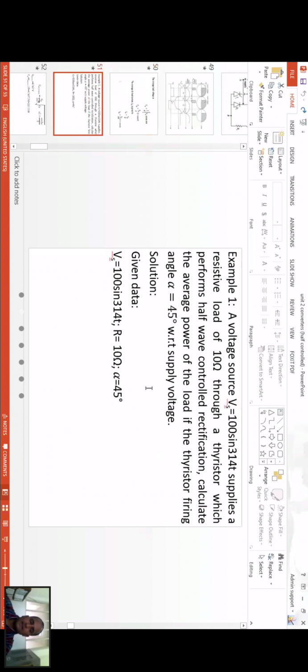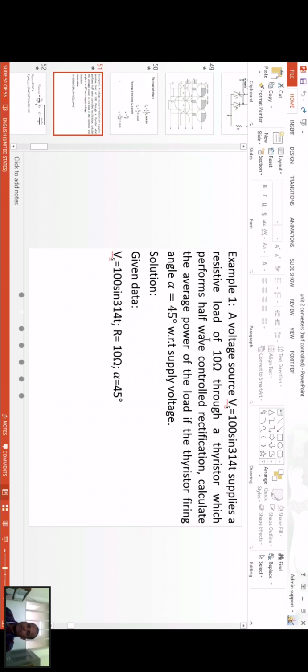Now, can we solve this problem? Can you just copy this problem so that we can solve it together here? A voltage source of Vs equals 100 sin 314t supplies a resistive load of 10 ohm through a thyristor, which performs half wave controlled rectification. Calculate the average power of the load if the thyristor firing angle alpha equals 45 degrees with respect to the supply voltage.